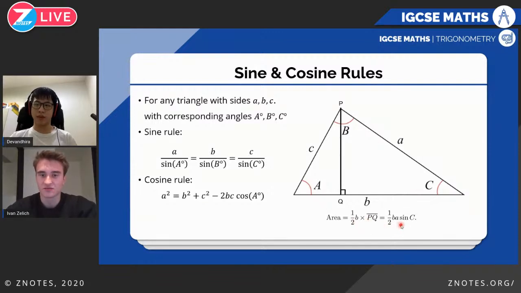So area is half of B times A sine C. And that also describes to what extent the triangle is acute or obtuse, because when C is 90, the sine just becomes 1, and so it's just half of base times height.